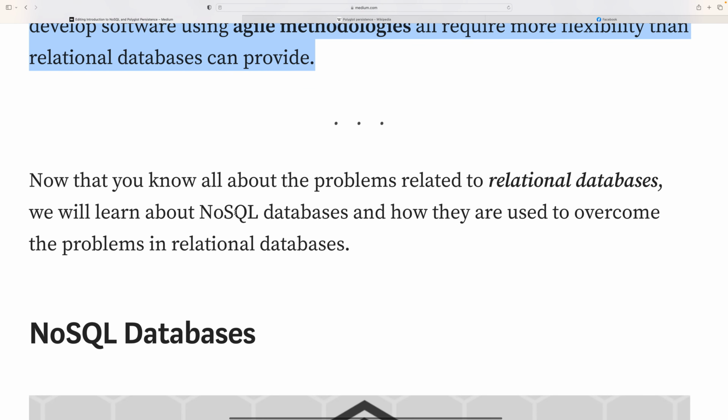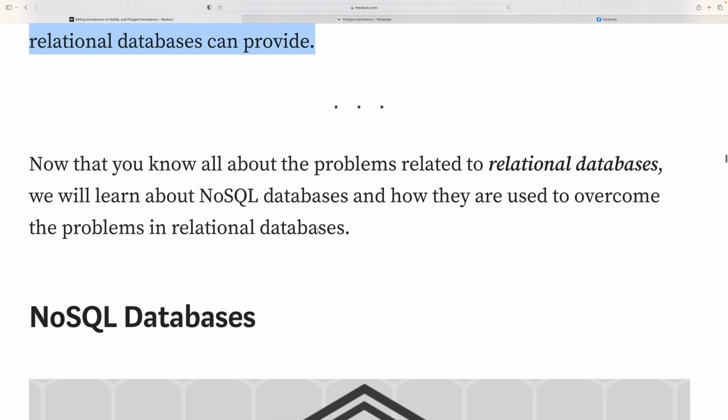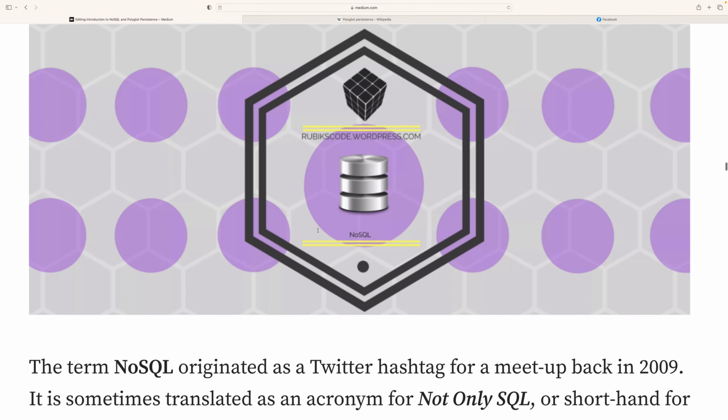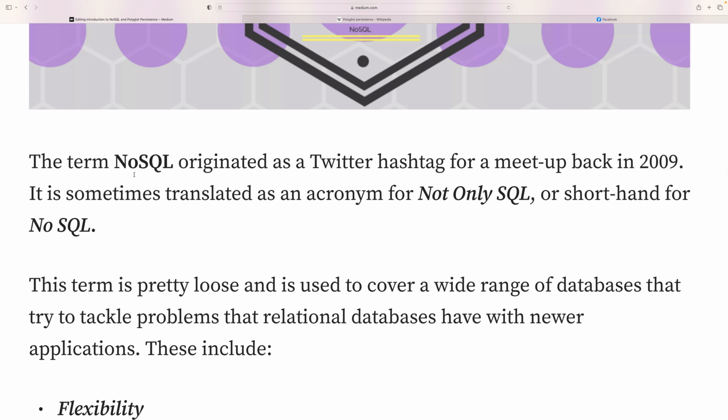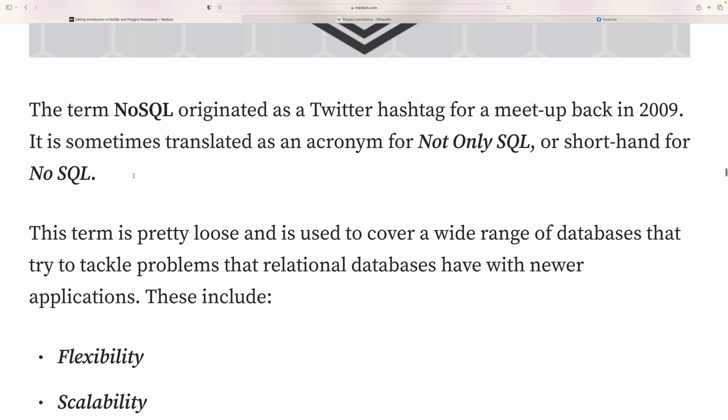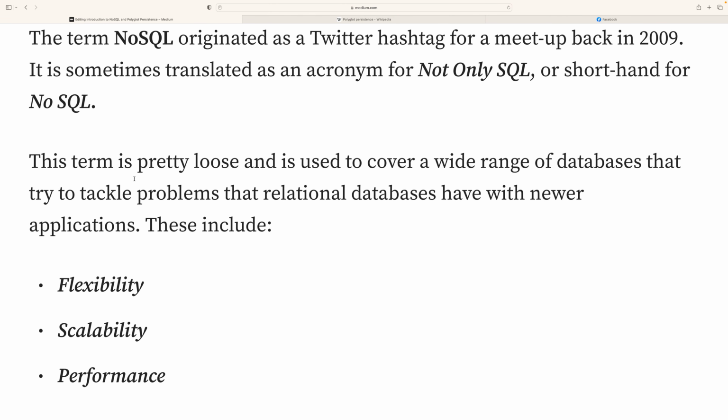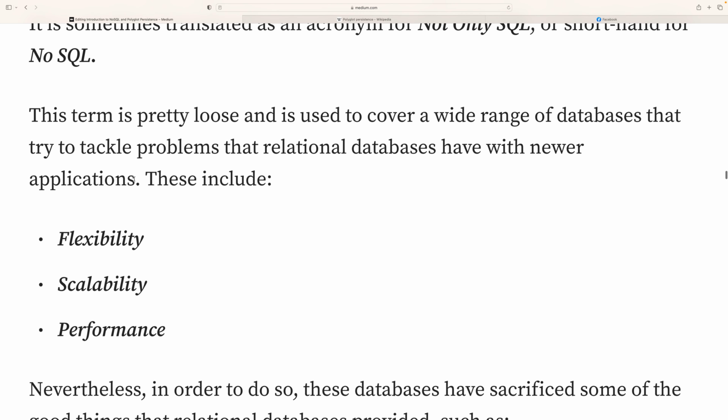Now that you know about the problems in relational databases, we will learn about NoSQL databases and how they are used to overcome these problems. So this is NoSQL. The term NoSQL originated as a Twitter hashtag for a meetup back in 2009, and it is sometimes translated as the acronym 'not only SQL'. This term is pretty loose, and it is used to cover a wide range of databases that try to tackle the problems relational databases have with newer applications.